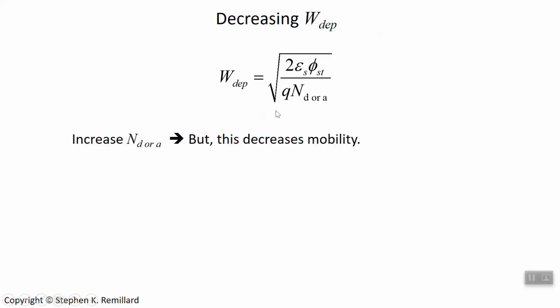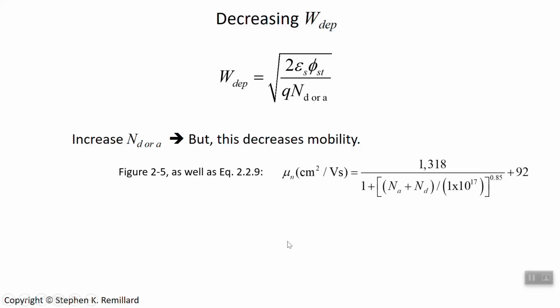Here's a problem though. How do you decrease depletion width? Well, you can increase the doping. But the problem is when you increase the doping, you decrease the mobility of the charge carriers. And normally we want high mobility for high speed transistors. So we don't want to sacrifice speed, so we don't want to sacrifice mobility. And just to remind you of the expression in Chapter 2 for mobility as a function of doping level: you increase the doping, you decrease the mobility.